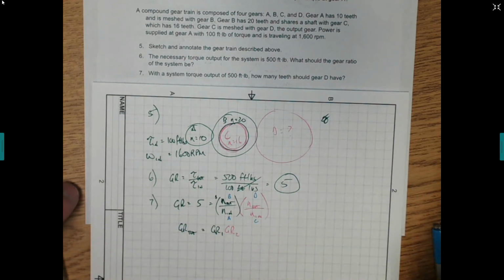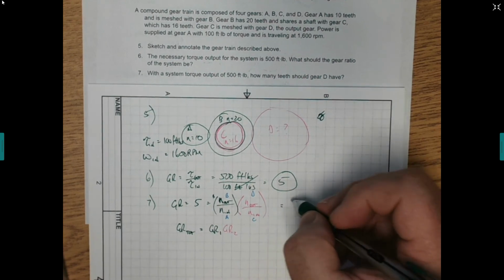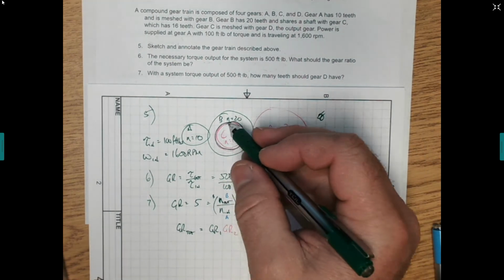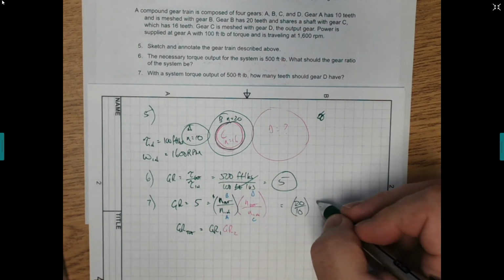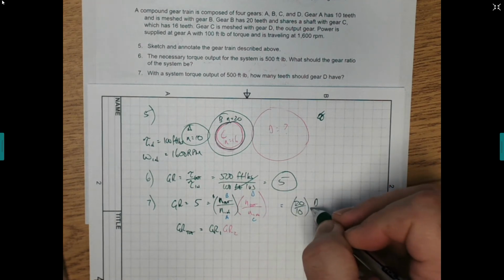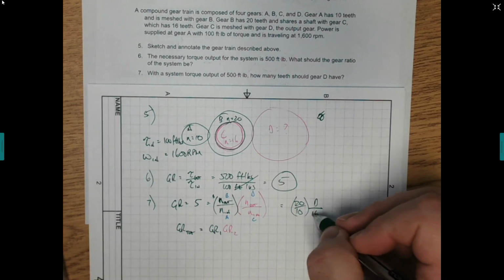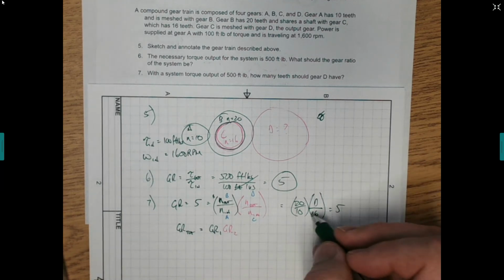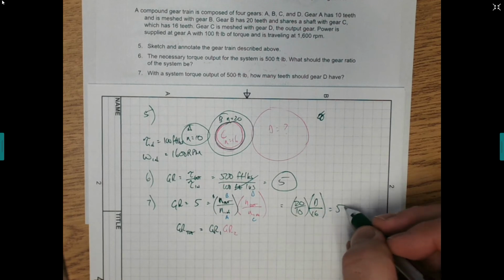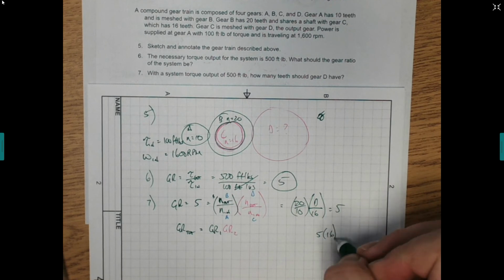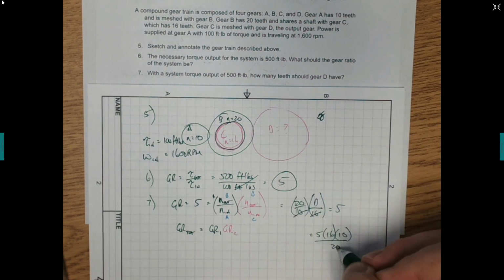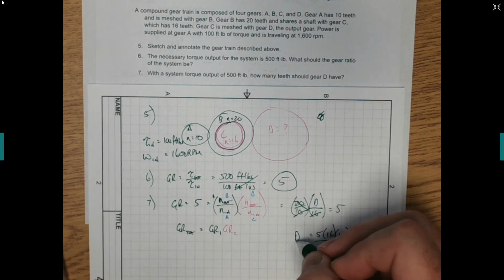Okay, so when we put in all our numbers, we're going to get this, that the in out, that's the B over A, so it's going to be the 20 over 10 times the, we don't know, okay, so D, we'll just call it D, over 16, and all that's going to equal 5. And now we just have to solve for what D is. So we're going to multiply 5 times the 16, that gets rid of that, and then we're going to multiply that again by the 10, get rid of that, and then we're going to divide all that by the 20 to get rid of that, and now we have that equals D.